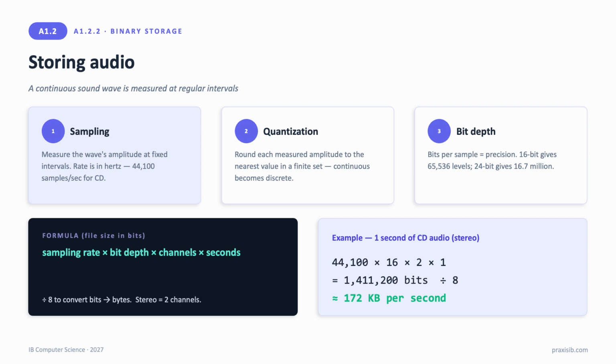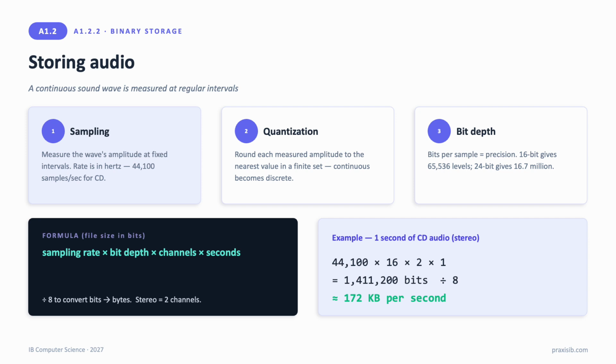Now sound. Sound in the real world is a smooth, continuous wave. Think of it as a wiggly line that never jumps. But a computer can't store something smooth and continuous. It can only store separate individual numbers. So we have to chop the wave up, and that process is called sampling.